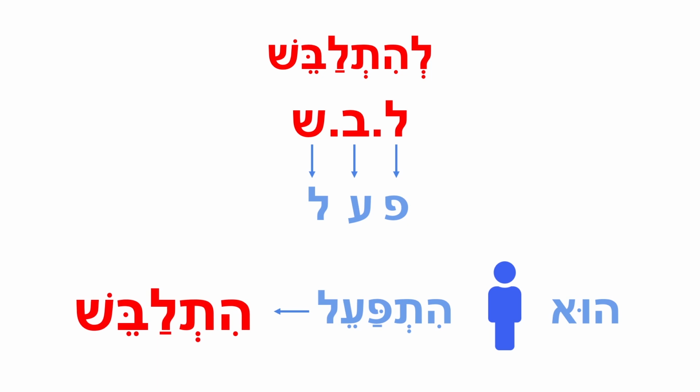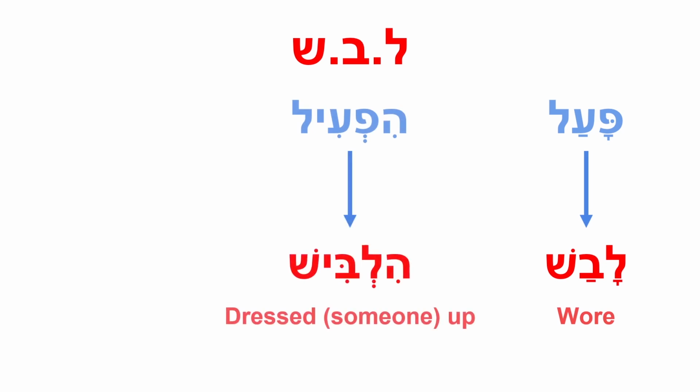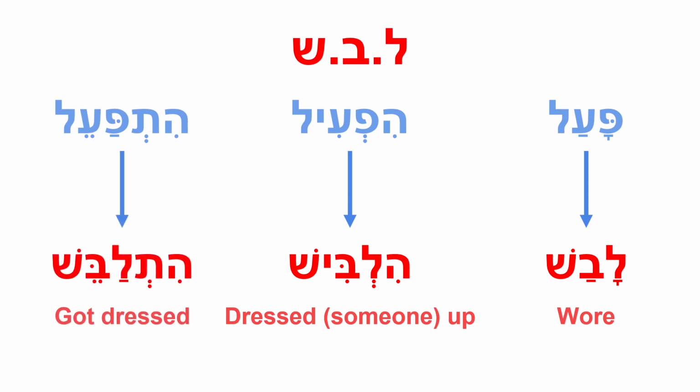So let's wrap up what we have so far. We'll take the root lamed, bet, shin, which gives us an image of getting dressed, of wearing clothes. If we apply it to pa'al, so applying lamed, bet, shin into the name of the binyan pa'al, we receive the reference point lavash. It means he wore something. Hif'il, so he dressed someone, will be hilbish because it follows the sound of the binyan. Hitpa'el will be hitlabesh, got dressed. So this is what we started with.